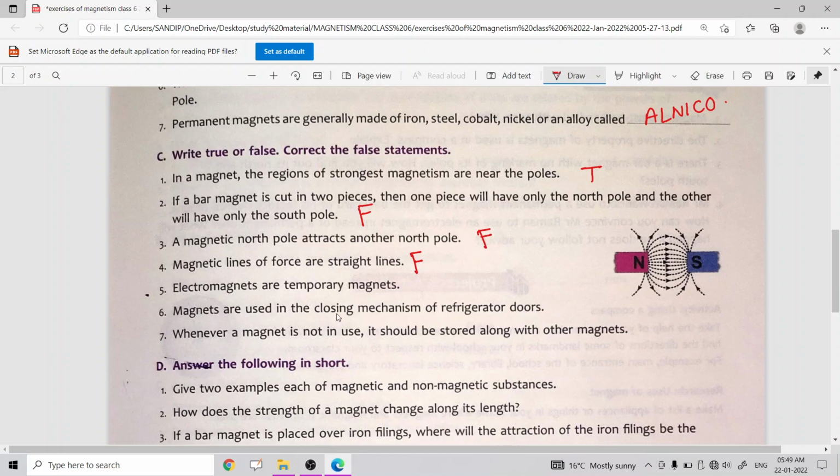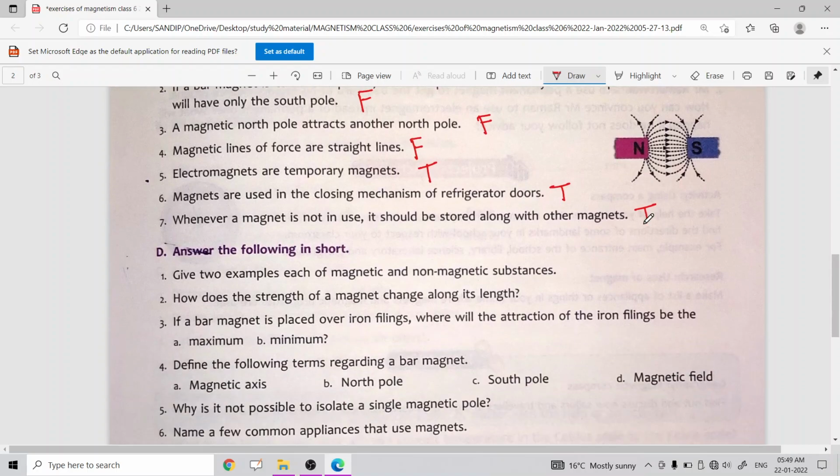Now the fifth: electromagnets are temporary magnets. It is true. Now the next one: magnets are used in the closing mechanism of a refrigerator door. It is also true. And question number 7: whenever a magnet is not in use, it should be stored along with other magnets. It is also true, but with opposite poles together. So you have to take care of this.